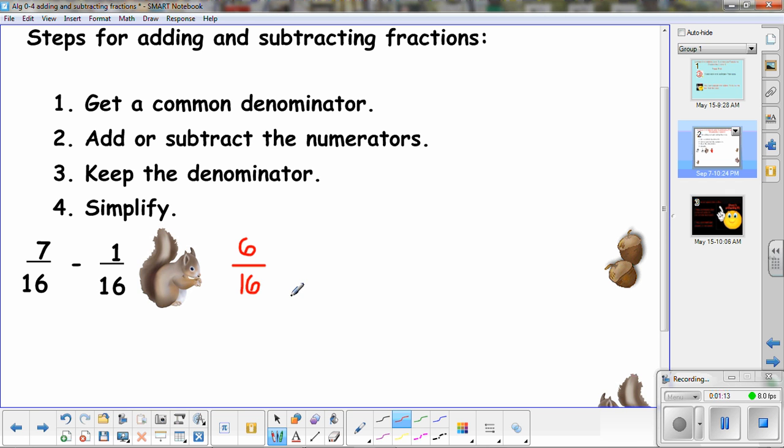And then the last step is to look at the fraction and see if it can be simplified. 6 and 16 can both be divided by the number 2. 6 divided by 2 is 3, and 16 divided by 2 is 8.